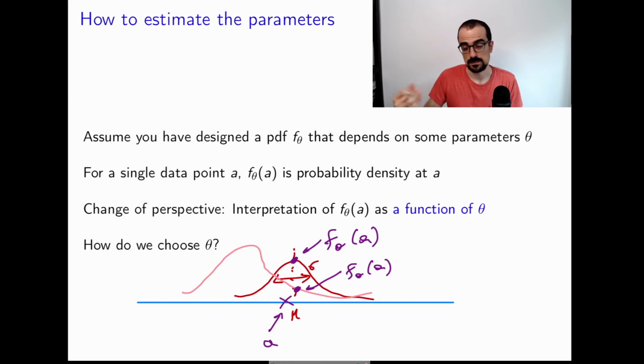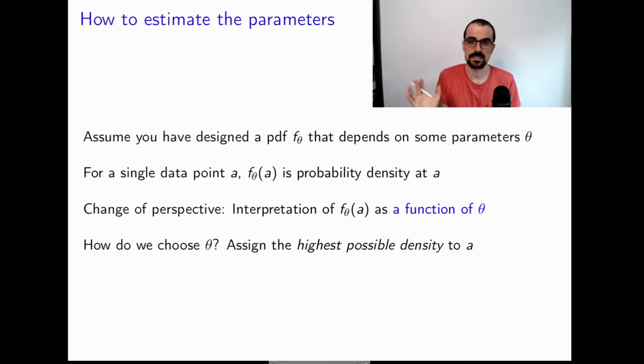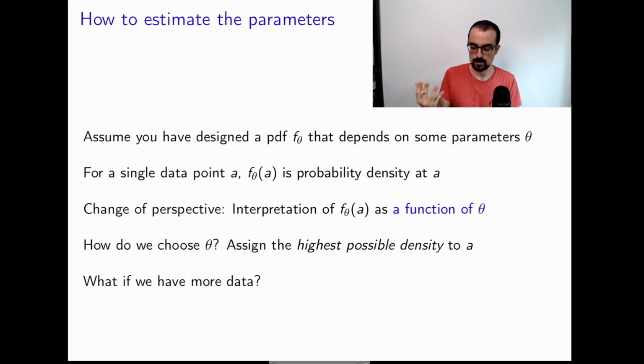Because of this, based on the same reasoning, it seems to make sense to choose the parameter that maximizes the density where we're seeing the data. Okay, so that's essentially what we're going to do. We want to maximize the density at the observed data points, but I've shown you an example where we have a single data point, right? And now we have to worry about what happens if we have more data.